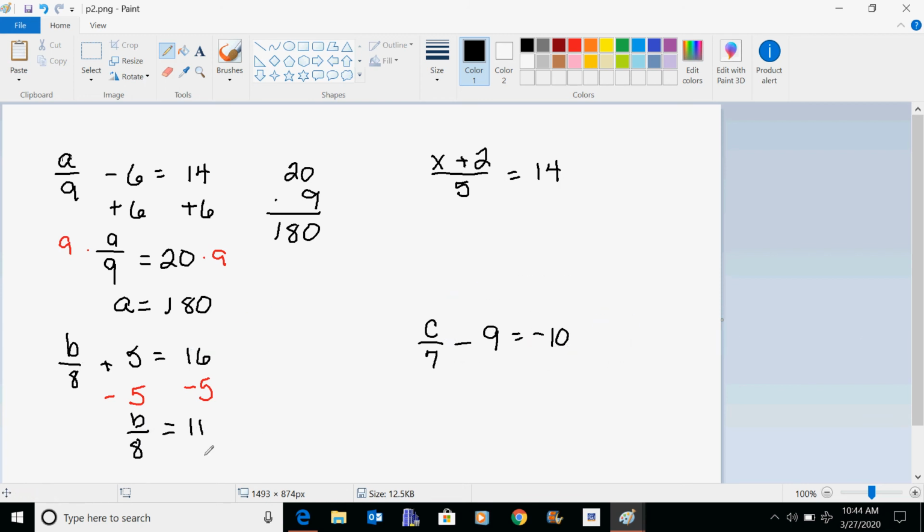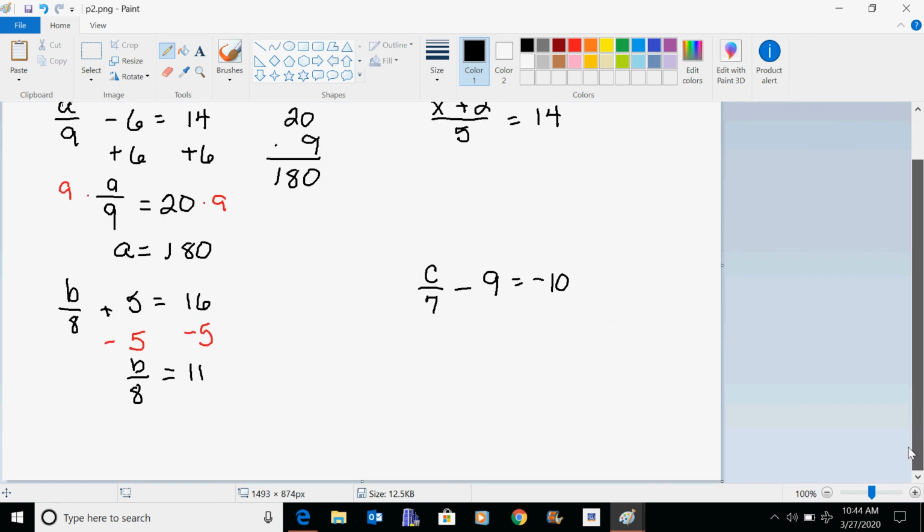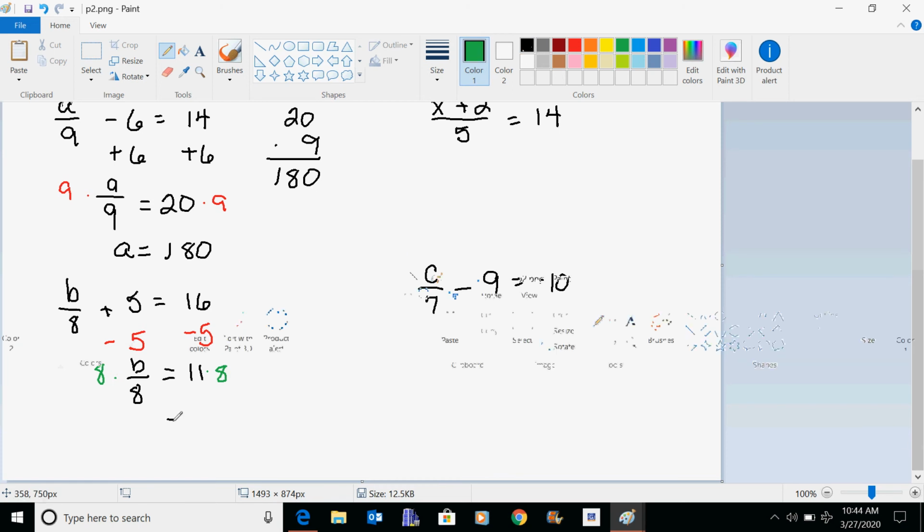All right, so then in order to get the divided by 8 to disappear, remember, to undo divided by 8, you multiply by 8, and you do that on both sides, keeping whatever you do on one side of the equals, you have to do it on the other side. And we get 88 right there.